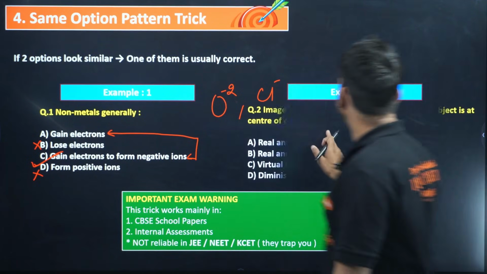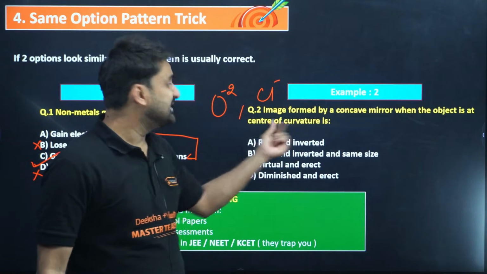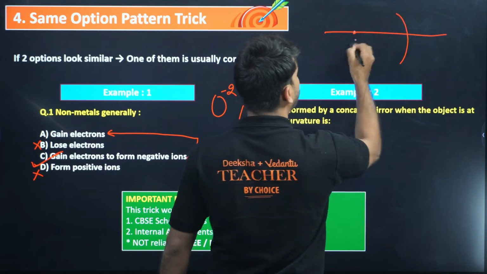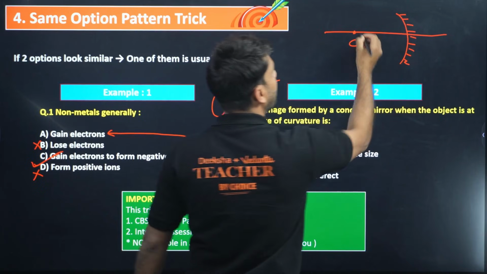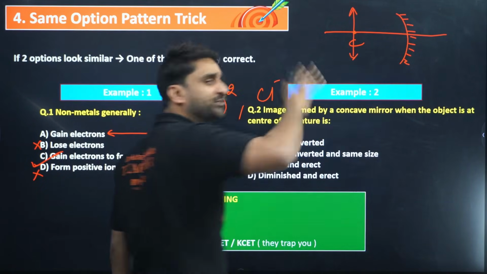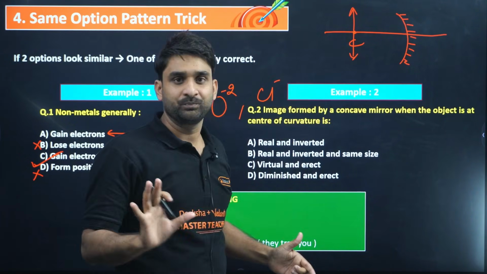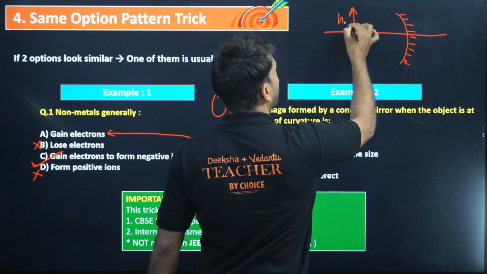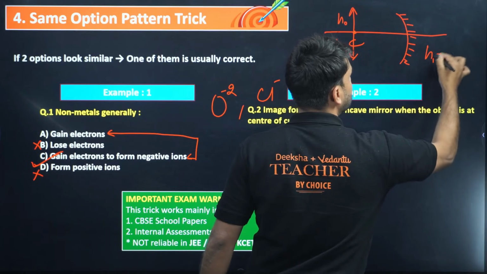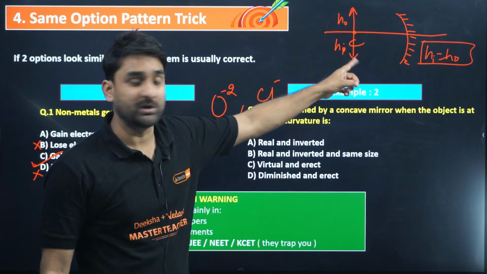Now, example number 2. Look at example number 2. Image formed by a concave mirror when the object is at the center of curvature. You all know when we put an object at the center of curvature in front of a concave mirror, an image is formed of the same height at the same position, meaning a real and inverted image of equal length. This is HO, height of object, and this is HI, height of image, my dear. And HI is equal to HO. Height of image and height of object are equal, but it is a real and inverted image. You can see this is an inverted image.